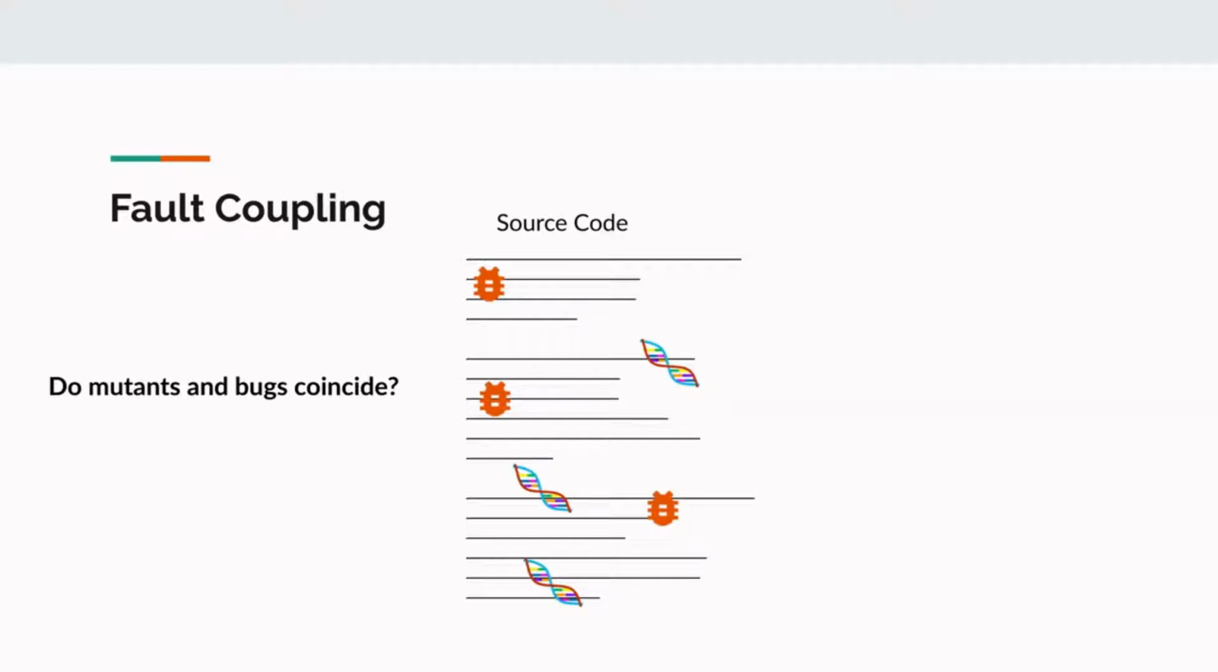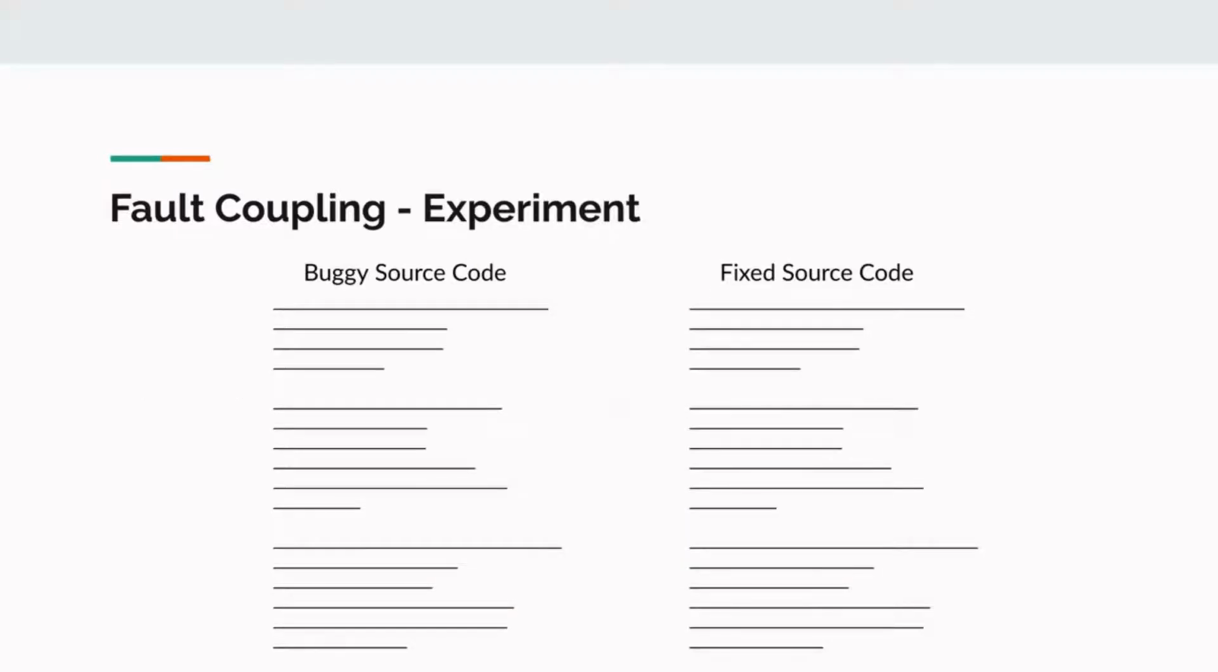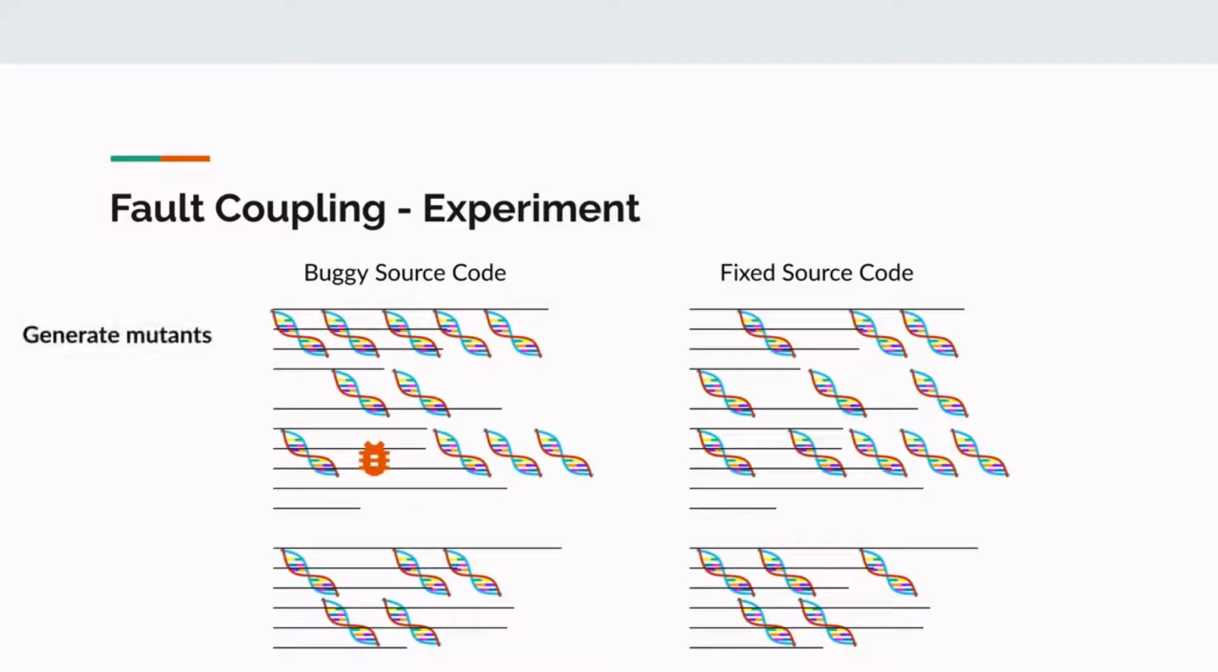In order to test this, we've constructed an experiment. We mined our version control systems for explicit bug fixes, and then we ended up with a bunch of buggy code on one side and fixed code on the other side, with an explicit fixing diff. In the buggy source code, we have a bug in some place that does not exist in the fixed source code, and hopefully the fixed source code also has an extra test case written to detect this bug. So what we did for the experiment is we generated all the mutants in both the buggy source code and the fixed source code.